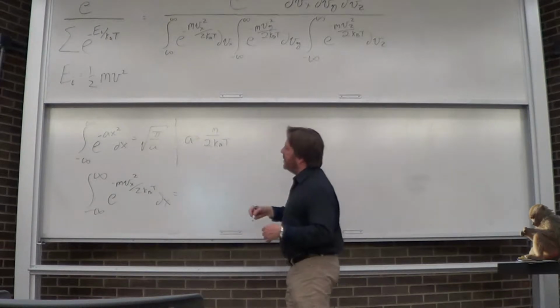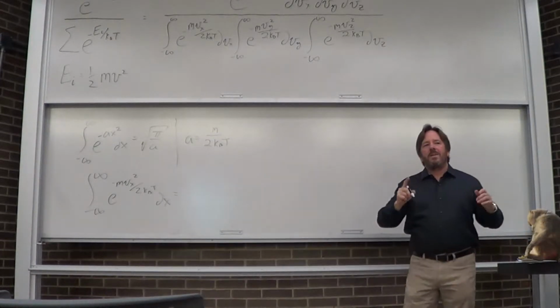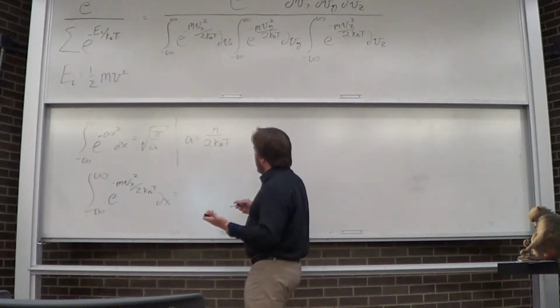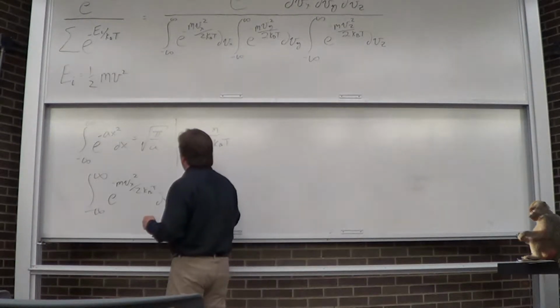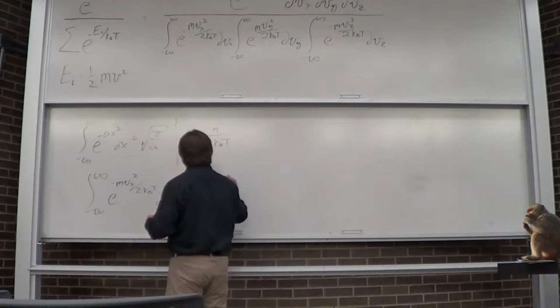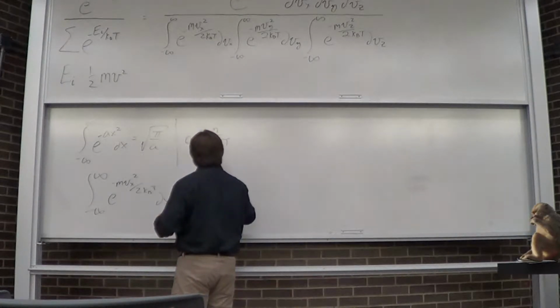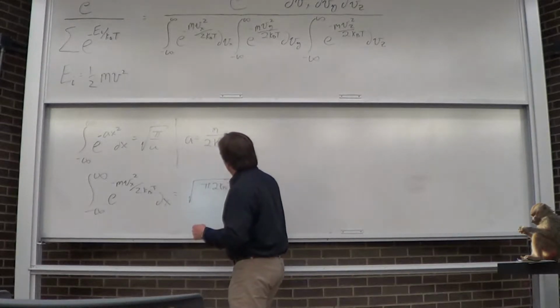Okay, the limits are the same. Don't use an identity with different limits, that doesn't work. And that's really it. So this ends up being square root of pi over 2 kBT, and I messed it up, there we go, over m.